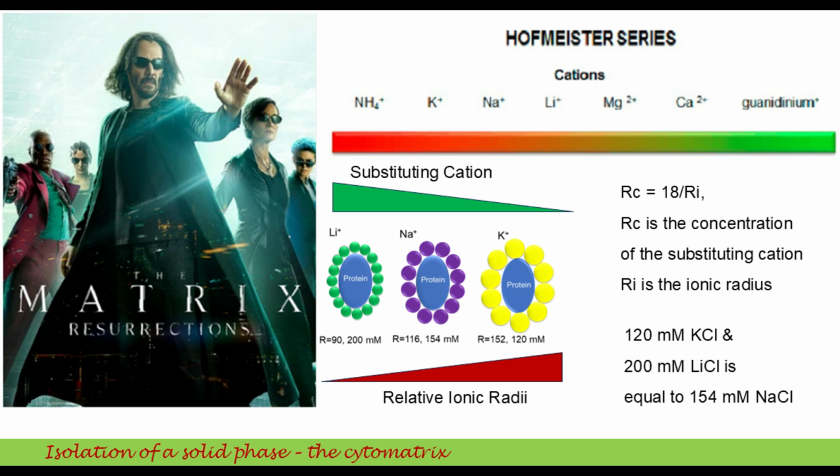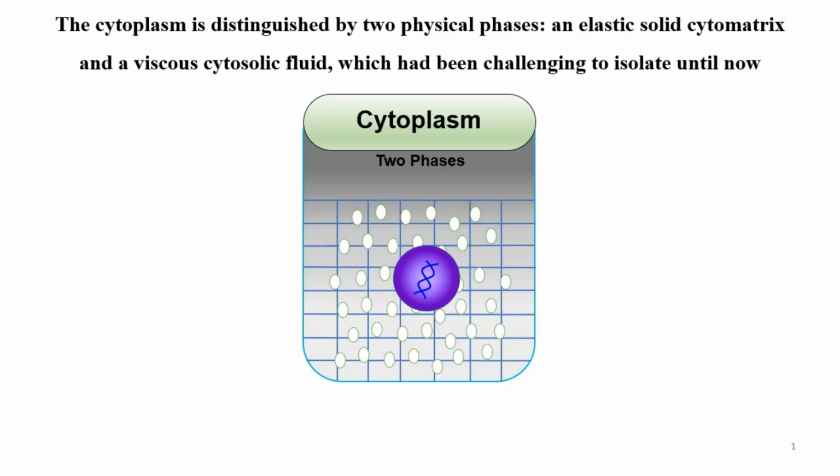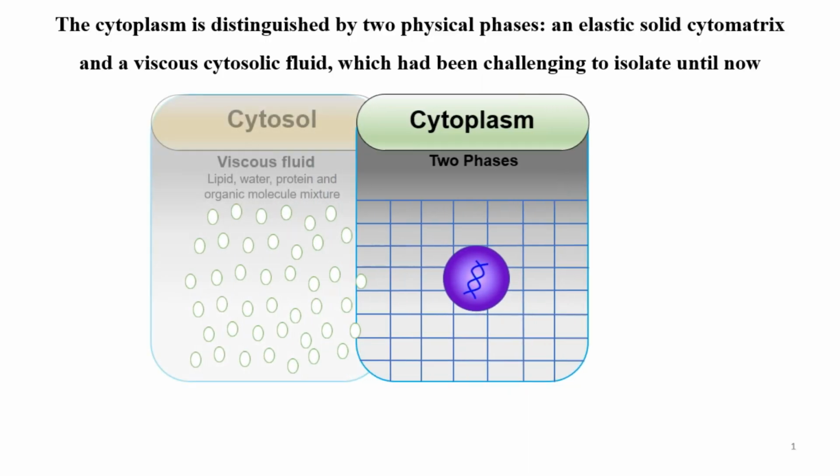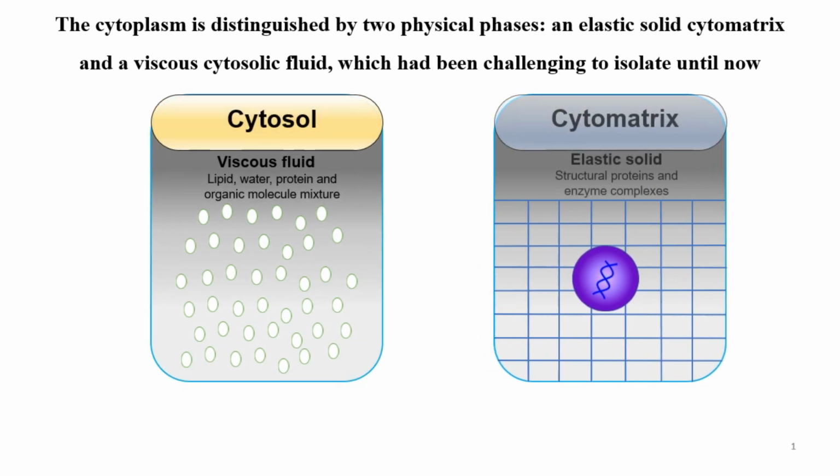The Hofmeister series classifies ions based on their ability to either dissolve or precipitate proteins, depending on the concentration of each specific ion. In the cell, potassium serves as the primary positive cation. These ion concentrations were used to separate the cytoplasm into distinct phases. This phase separation demonstrated that the cell comprises both an elastic solid phase and a viscous liquid phase.